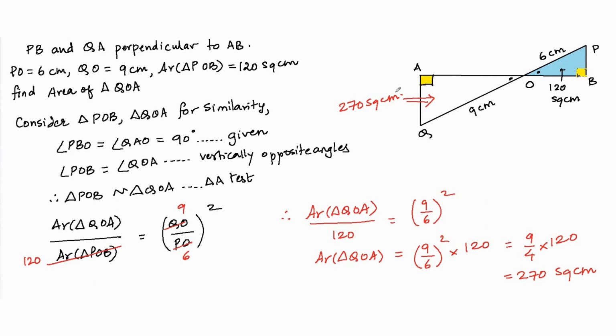So I used the AA test for similarity, and once similarity was proven, I used the ratio of the areas concept to find the unknown area. So this concludes this session of similarity, and we will solve more questions in the next segment. I will pause for a few seconds before I end the session.